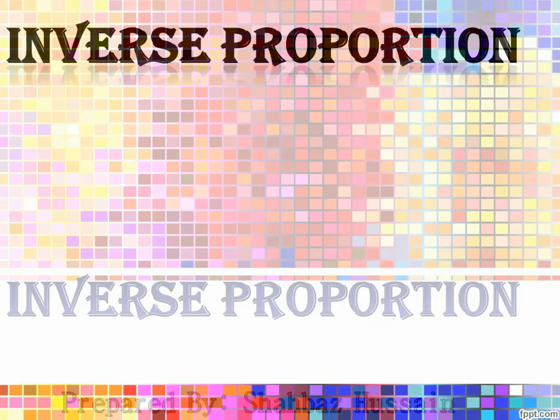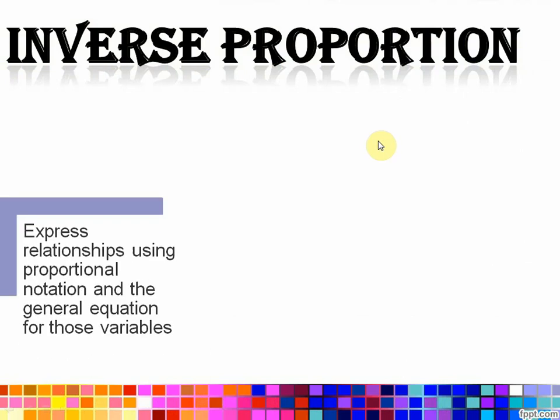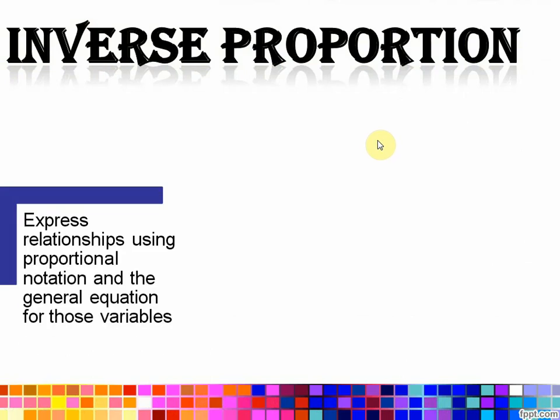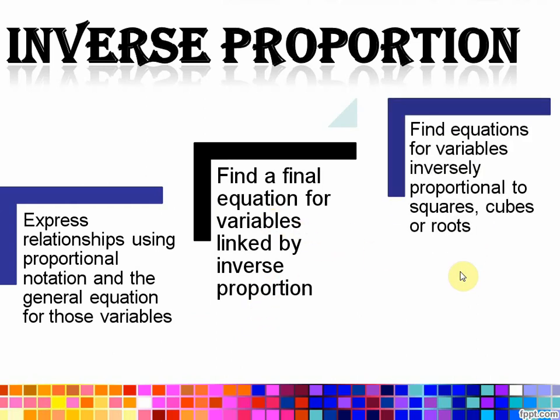So, moving on, first we have to define some key points of inverse proportion. First point is to express the relationship using proportional notation and the general equation for those variables. So first you have to express the equation by using the statement given in the question. This is the first step, and the second step is to find the final equation for variables linked by inverse proportion. So you have to find the value of the unknown proportionality constant, and write the equation connecting the two variables. And the third one is to find the equation for variables inversely proportional to squares, cubes and square roots and all that.